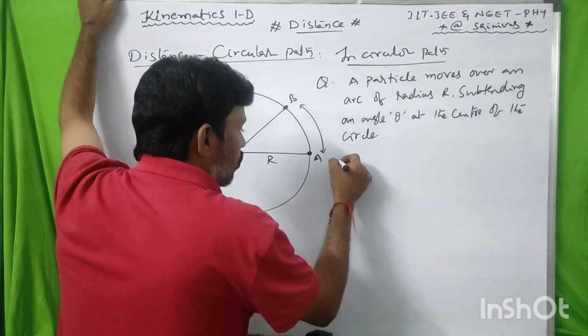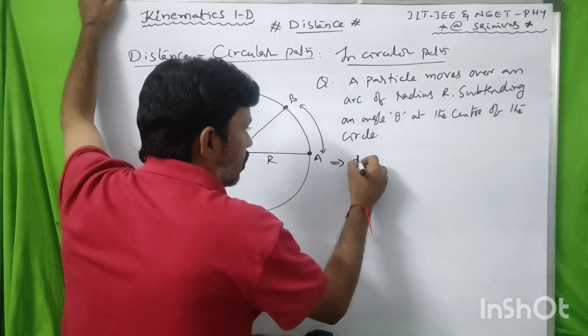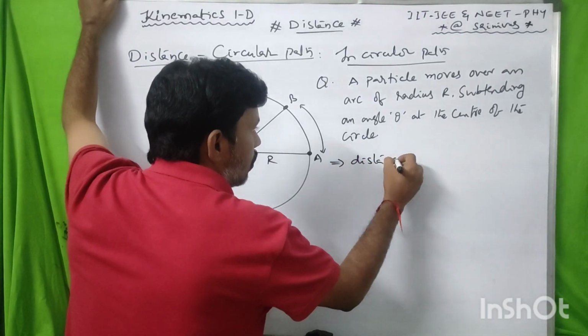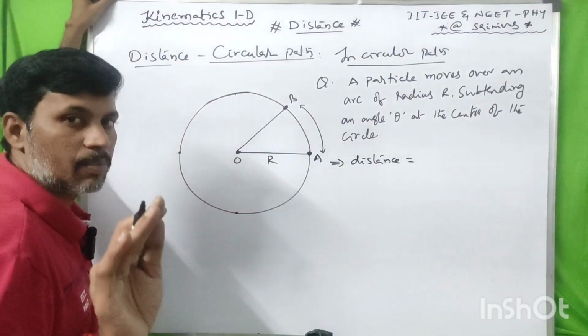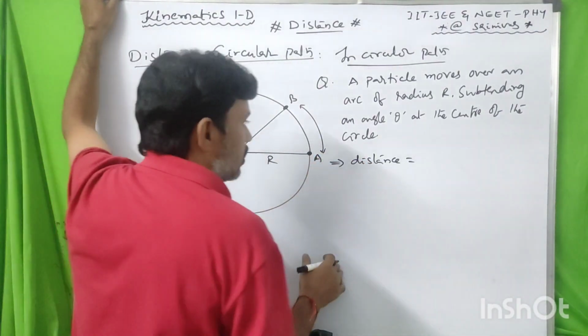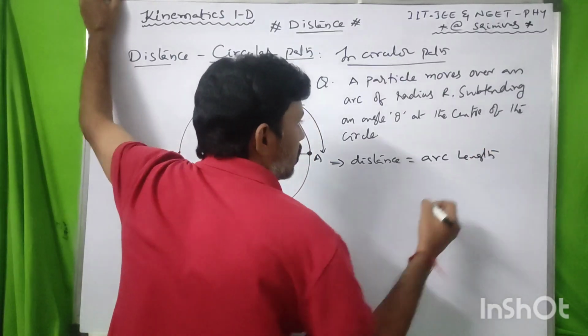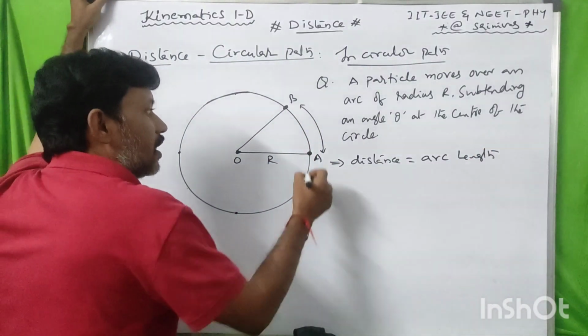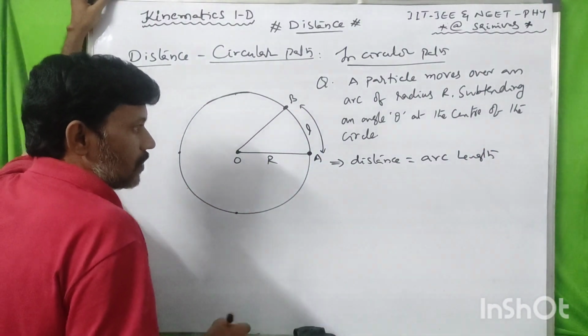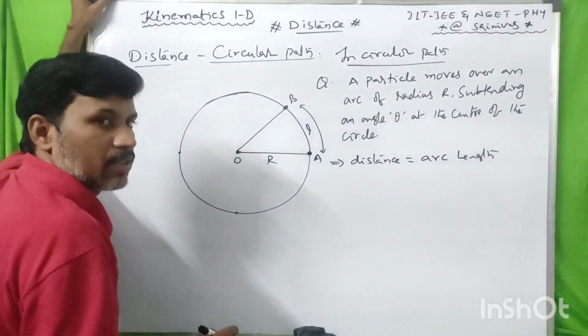So here in this concept, distance is equal to the total length of the path traveled by the object. So here distance is equal to arc length, otherwise length of the arc. Then length of the arc, let us take L. So here distance is nothing but the length of the arc.